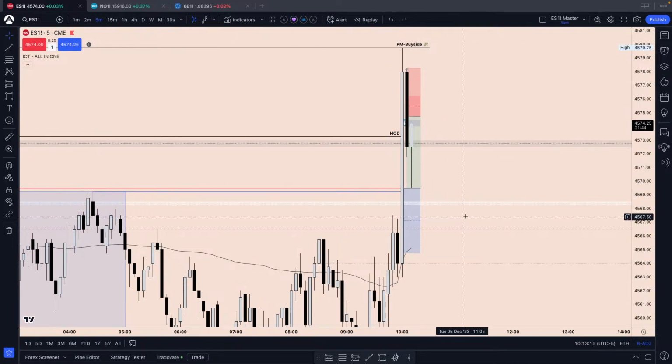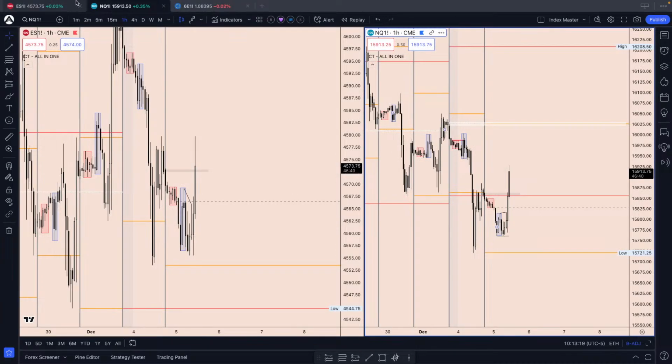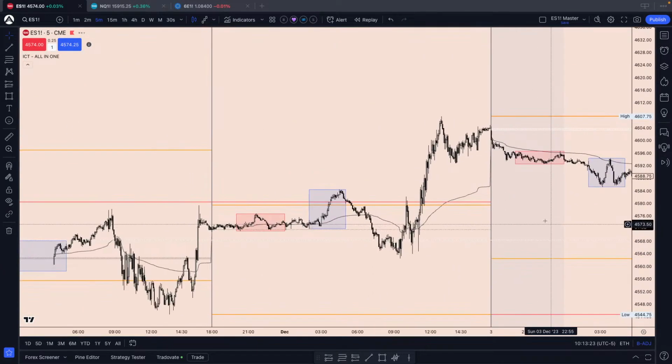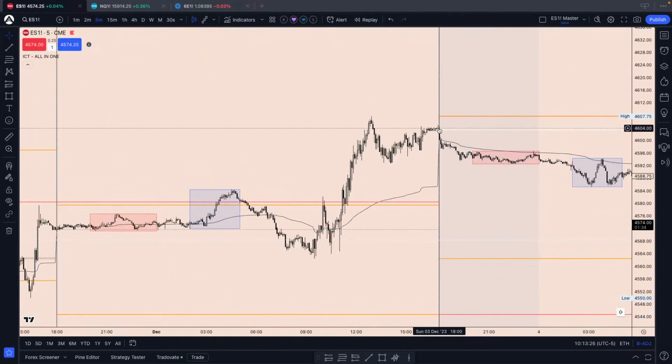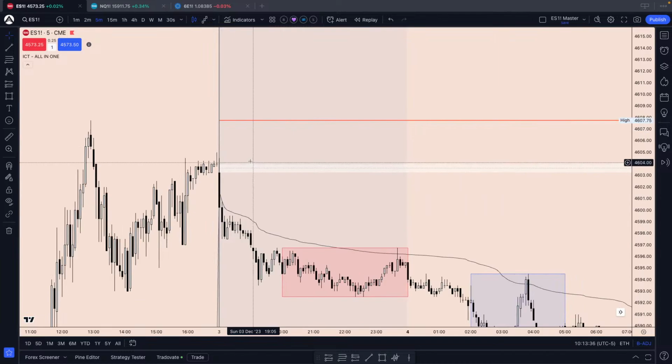A 5-minute time frame, bullish value gap. Yeah, last week we closed right at 4604, and he predicted that we're gonna close at 4604.25. So just off by one single tick.